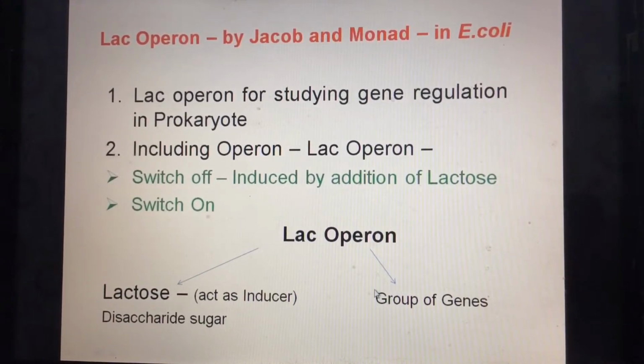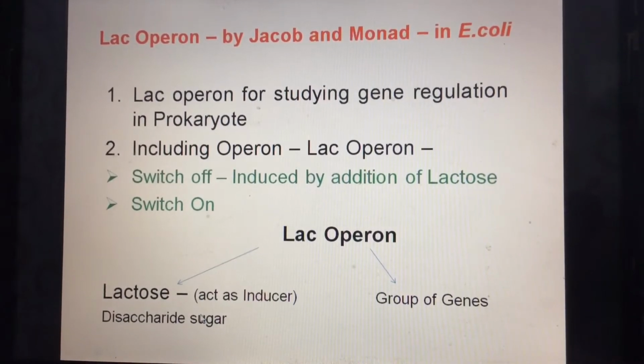There are a number of groups of genes that can operate under the influence of some molecules. Lac here means lactose. Lactose is a disaccharide sugar molecule that can act as an inducer molecule in some organisms, like prokaryotic, not eukaryotic, organisms such as E. coli. The Lac Operon is used for studying gene regulation.